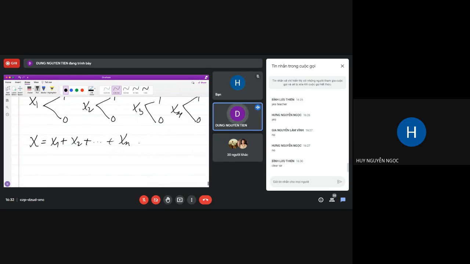And you see that X is simply the binomial random variable. So X follows a binomial distribution with parameters N and P. Okay? Is there any question so far?